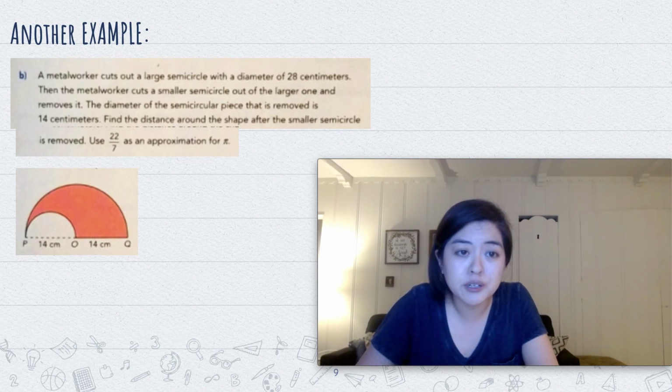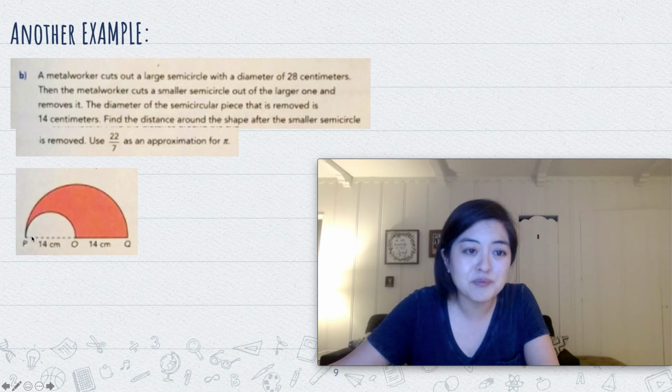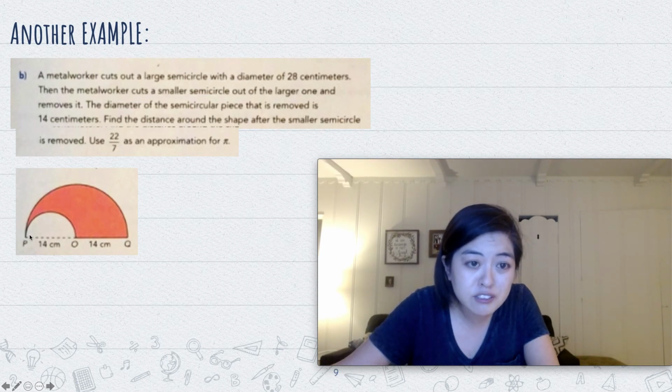Okay, here's another example. It says a metal worker cuts out a large semicircle with a diameter of 28 centimeters. So I see the semicircle here. Then the metal worker cuts a smaller semicircle out of the larger one and removes it. The diameter of the semicircular piece that is removed is 14 centimeters. Find the distance around the shape after the smaller semicircle is removed.